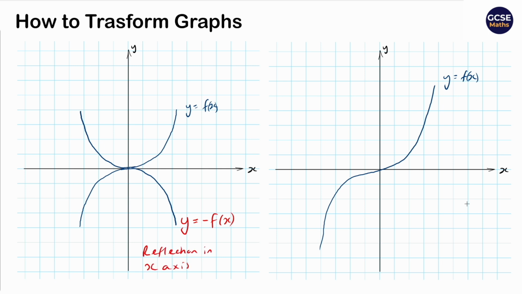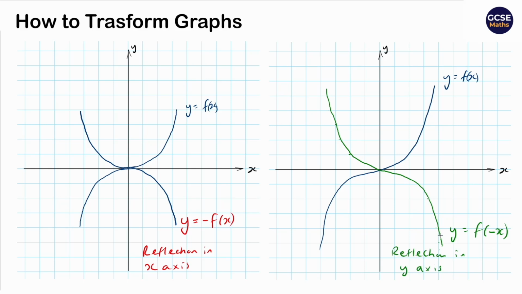Okay, now if we look on this side over here, if we reflect now in the y-axis, so we're reflecting along this line here, we would get something like this, and that would be y is equal to the function of minus x. So the minus is in the bracket there, and that is a reflection in the y-axis.